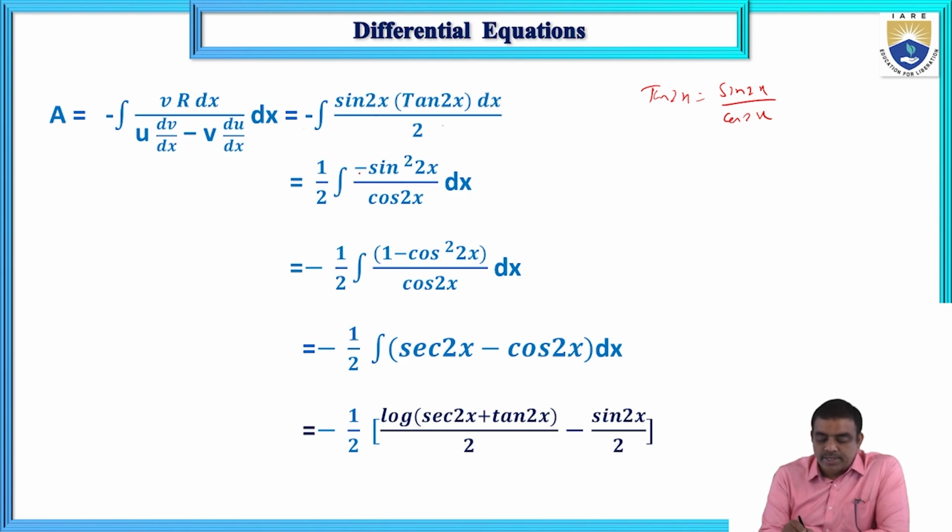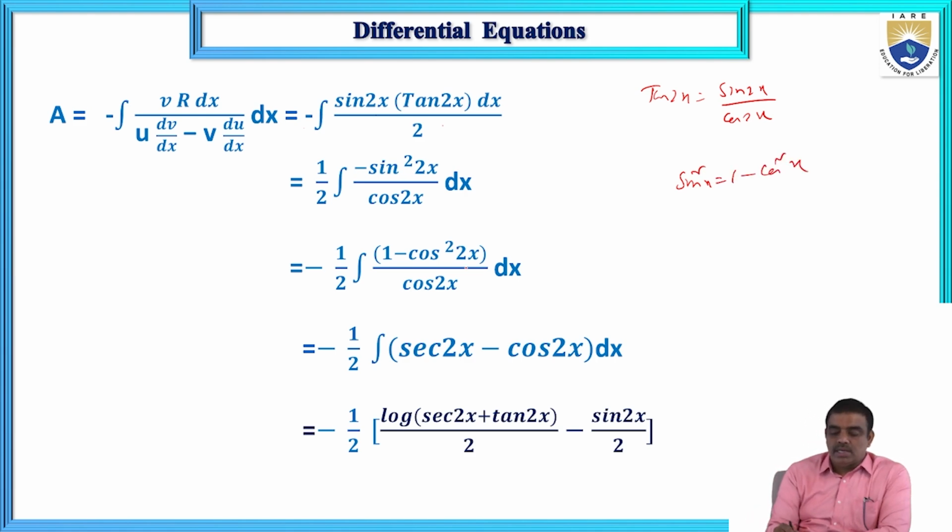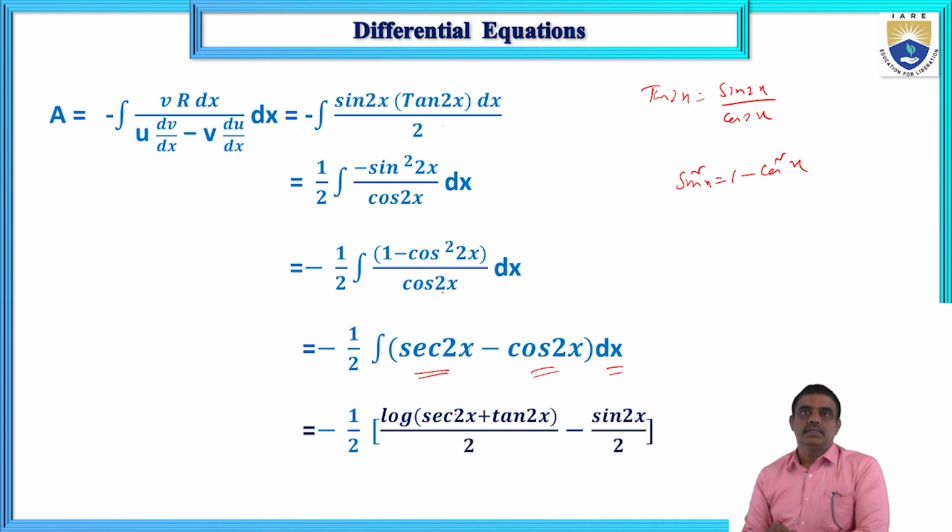So minus 1 by 2, take the minus outside. Sin square 2x you can write as 1 minus cos square 2x, so 1 minus cos square 2x by cos 2x dx. On splitting, 1 by cos 2x is secant 2x as the first term. Then cos square 2x by cos 2x is cos 2x dx. So what is the integral of secant 2x? That is log of secant 2x plus tan 2x, by 2. That is the integral of secant 2x.